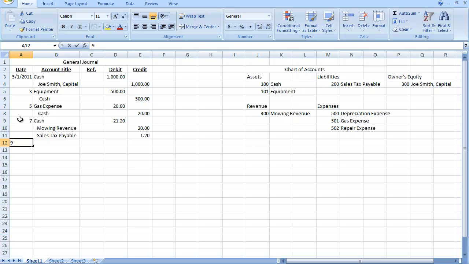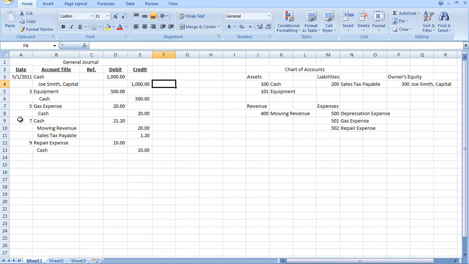And then say on the 9th you find out that your mower needs repairing, so you go to someone and they're going to repair it, and they cost you money, so you have repair expense. Let's say it costs you $10 for them to fix your lawnmower, and you pay it out in cash. So there is $10.